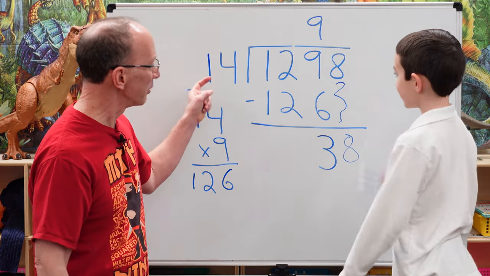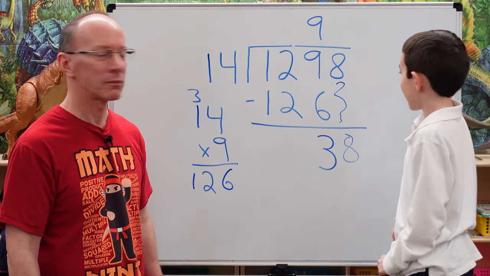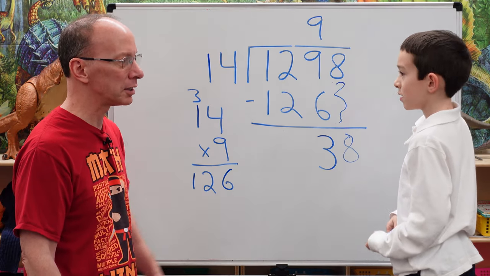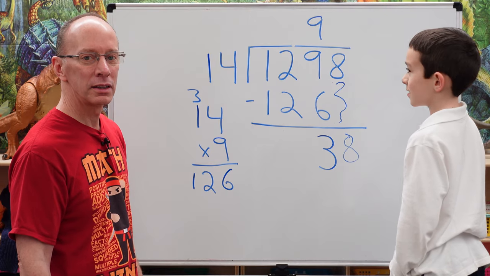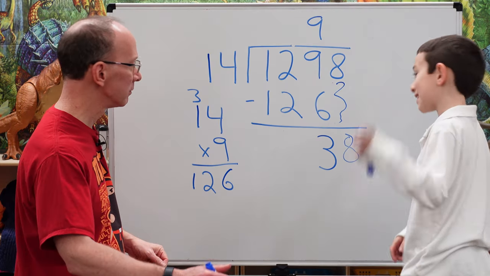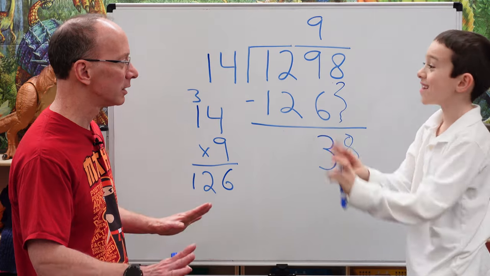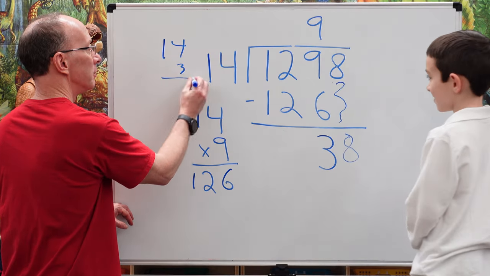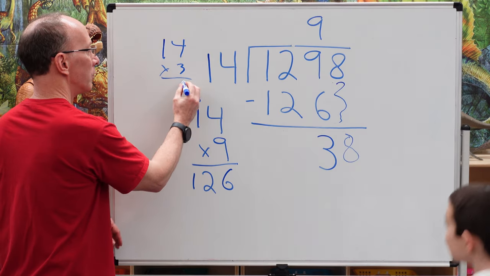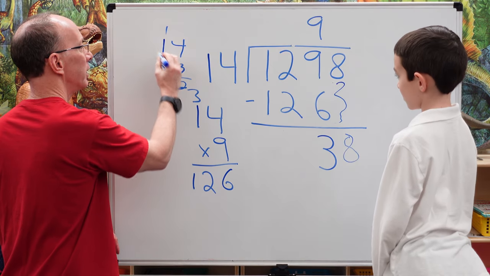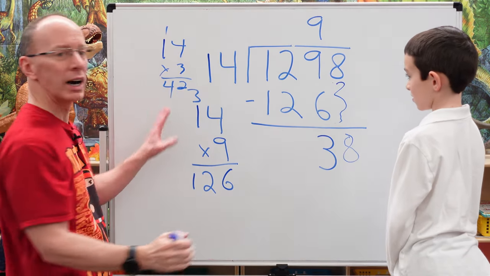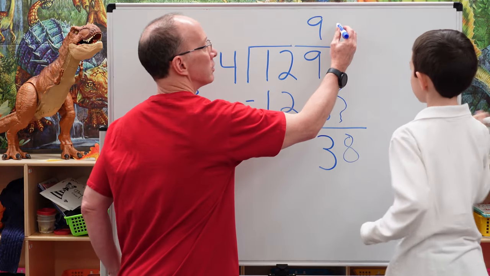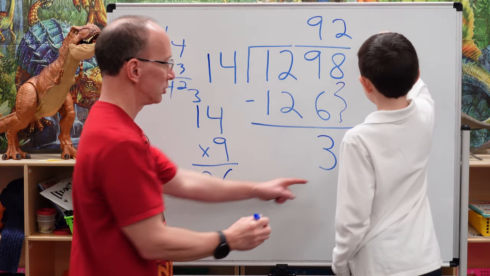How many times can I put 14 into 38? What would be 14 times 2? What is 14 plus 14? 14 plus 14 equals 28. I think that's going to be good enough. Let me see. 14 times 3 would be, this is a 12, carry the 1, 3, 4. Too high. He guessed it. He hit the jackpot on 2. So 2 times 14 is 28.